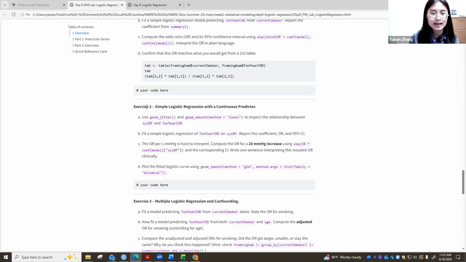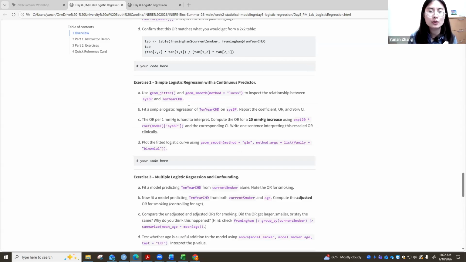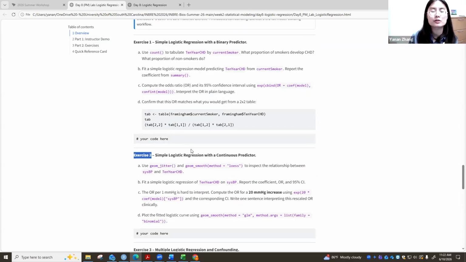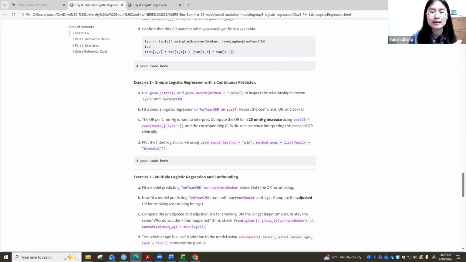Okay. And for exercise 2, it's a different data set. It's different variables, excuse me. So exercise 1 is between coronary heart disease and smoking. Exercise 2 actually is between coronary heart disease and systolic blood pressure. So part A asks you to add a smoother using the loess function on the scatter plots.